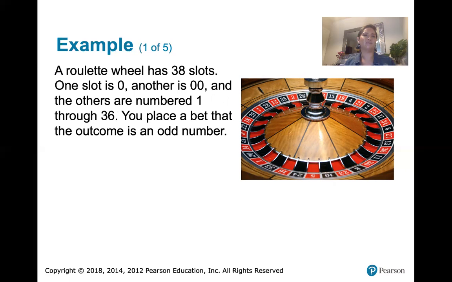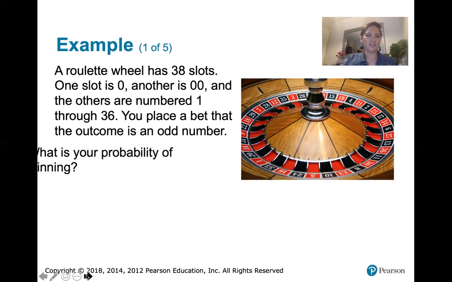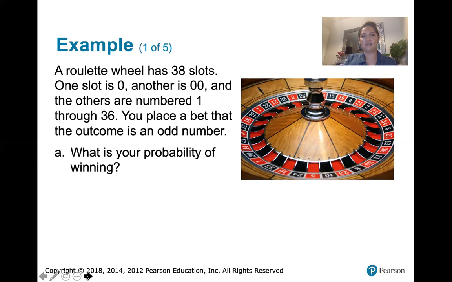If you were to place that kind of bet, we could ask you about the probability of winning. We could ask you about the odds against winning, the odds in favor of winning. We could talk about payoff amounts. That's what we're going to do in this example. So the first question asks us, what's the probability of winning?